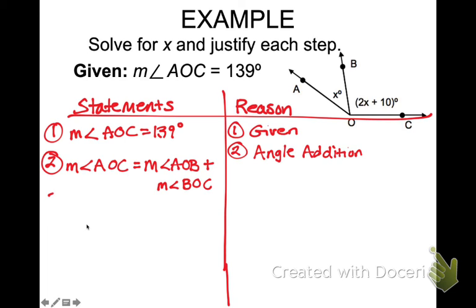Now for line 3, well, what is the measure of angle AOC? What did we say it was? 139. What property lets me put something in place of something? Substitution, right? Is equal to, well, what is the measure of angle AOB up there in the diagram? X. BOC is 2x plus 10. So what did we just do? Well, we substituted actual values in place of the angles. So that's the substitution property.